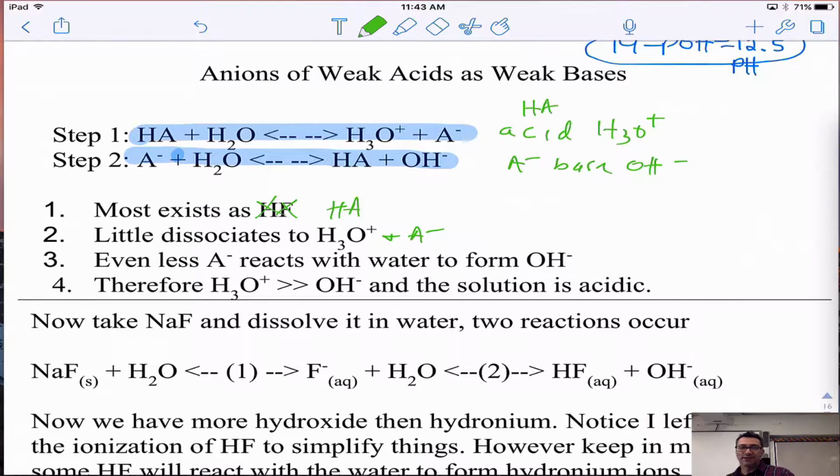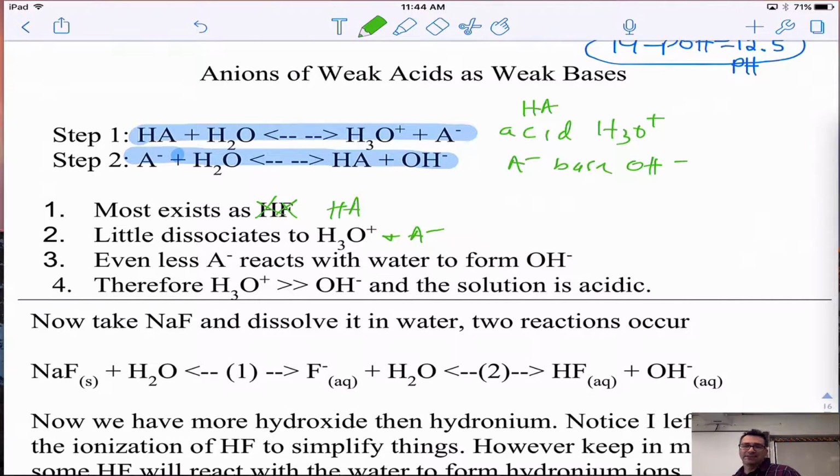Now you have a very small amount of A- available, and even less of that is going to react with water to form OH-. In this case, and in pretty much all cases where you have a weak acid, the H3O+ generated is a lot more than the OH-, and the solution is acidic.